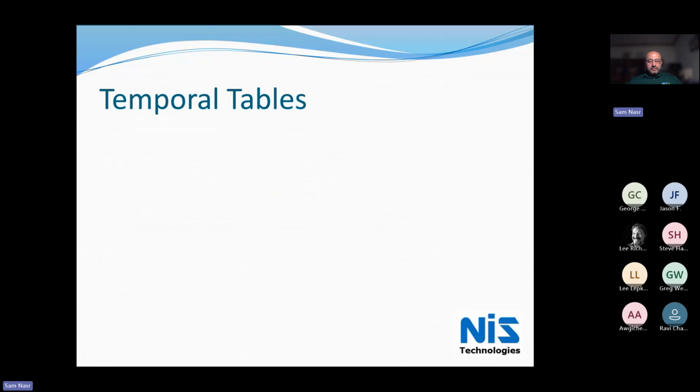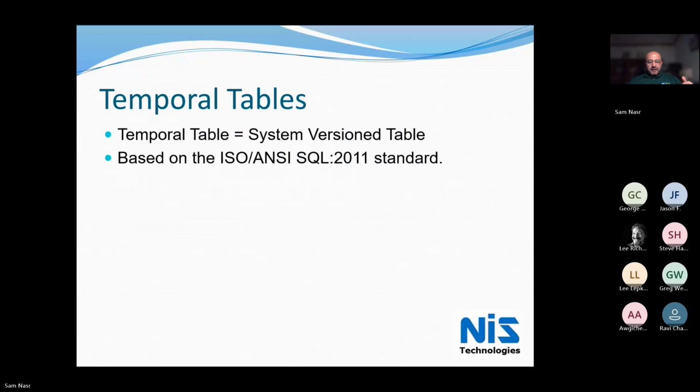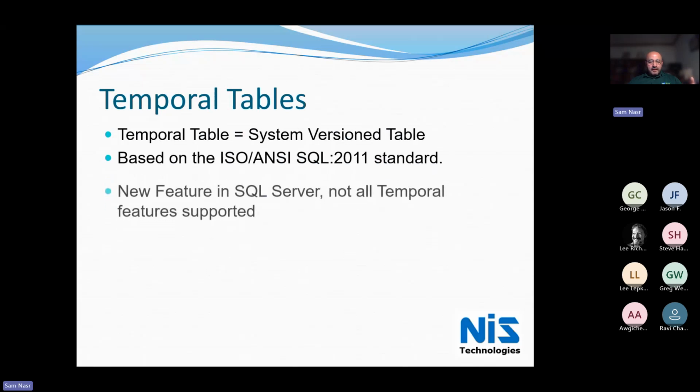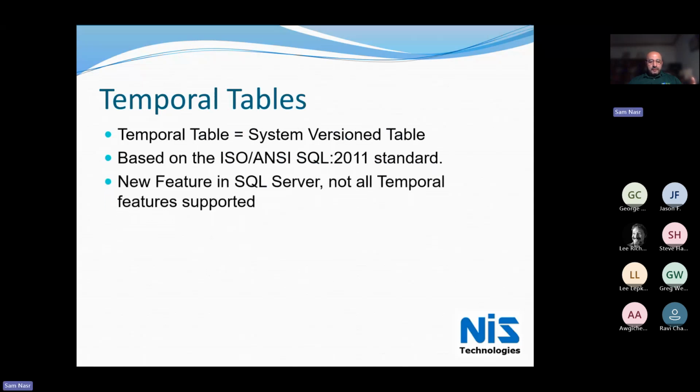However, tonight's topic is going to be on temporal tables. What temporal tables are, basically, are time period tables where you can explicitly define the validity period of a specific row, meaning you can show when that row was actually valid at a specific point in time. Temporal tables is another name for system versioned table. It's based on an ANSI standard, and it is a new feature in SQL Server, but not all the temporal features are supported if you've worked with them before in other databases.